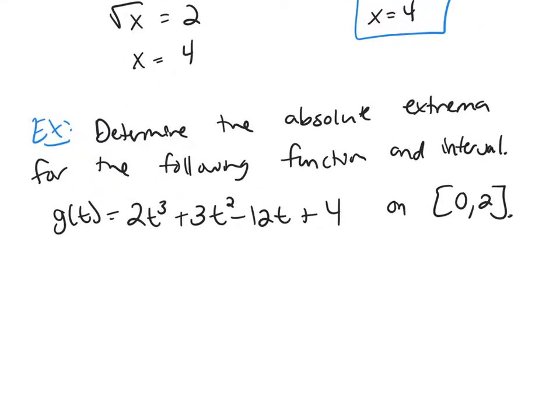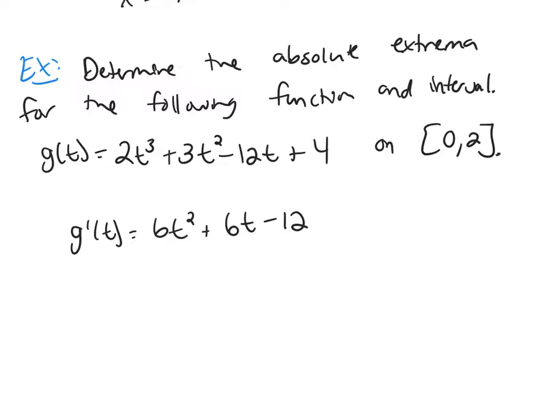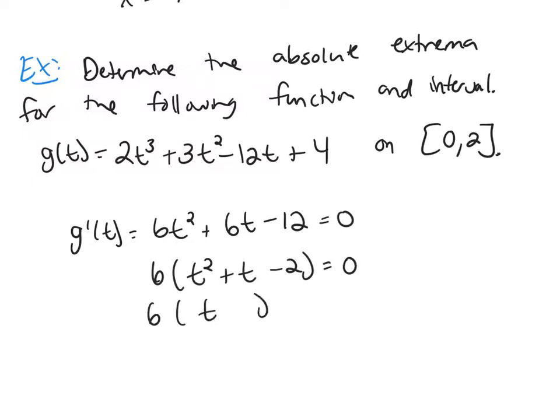So I gotta find my critical numbers, take the derivative, g prime of t: 6t squared plus 6t minus 12. This is always defined because it's a polynomial. So now I want to set this equal to 0 and solve. I can factor out a 6 out of all my terms, which will make it easier for me to factor. This will factor into t, 2 and 1, and a plus and a minus.